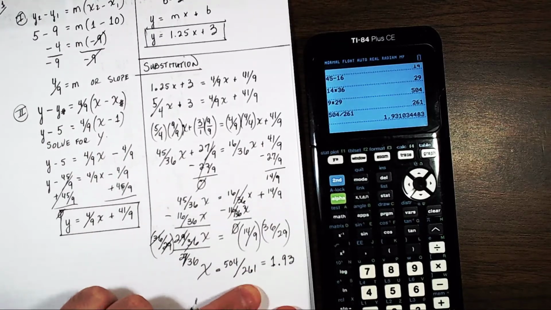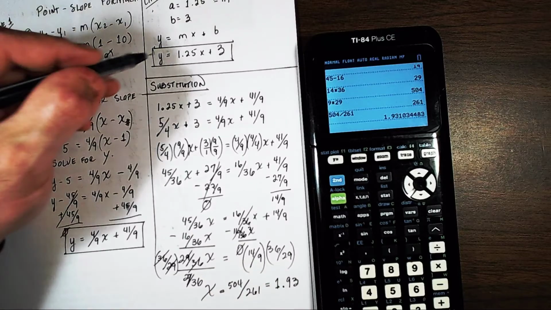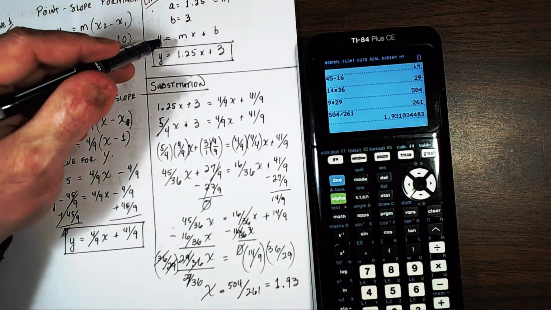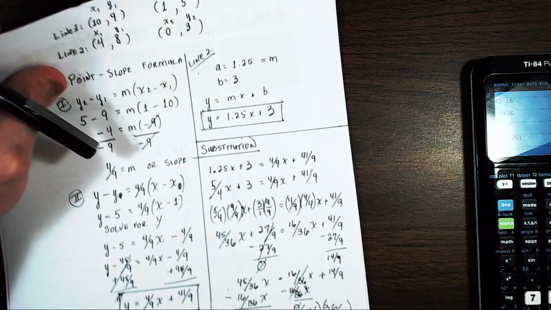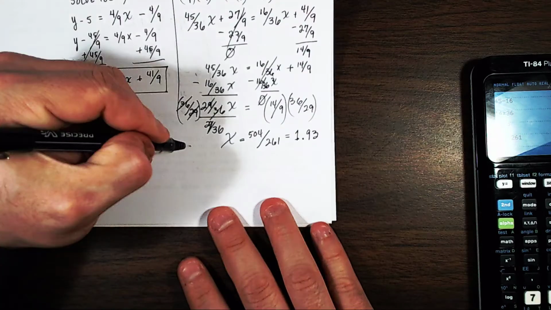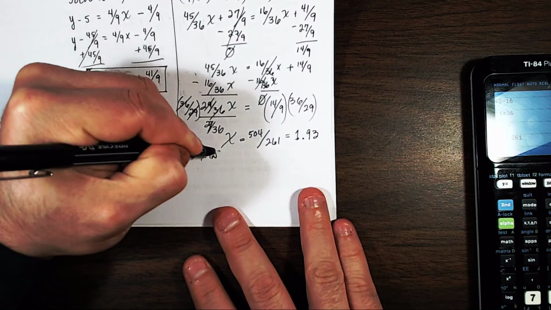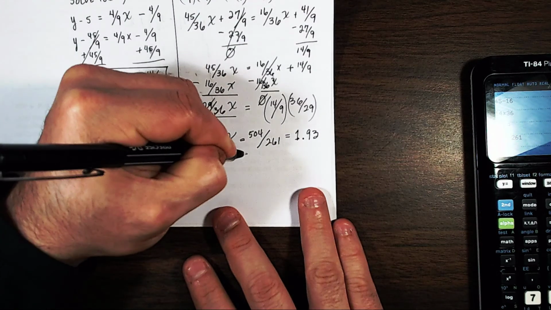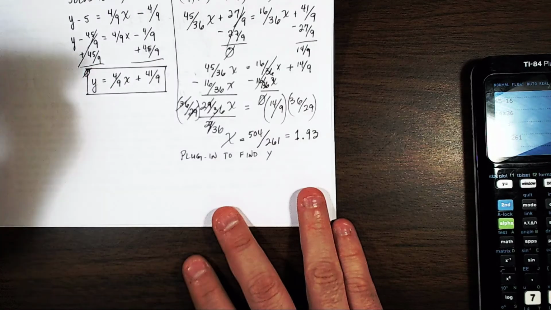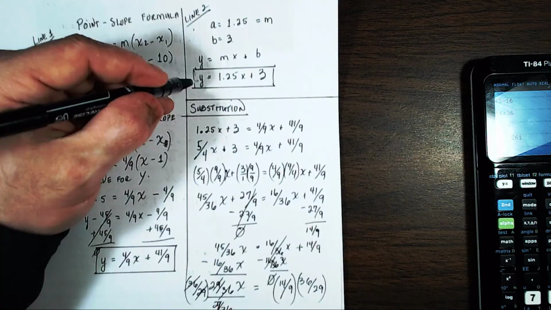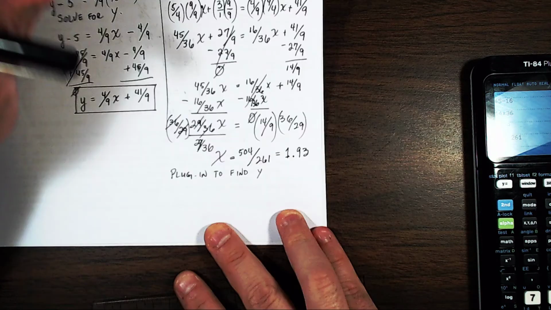So now all we have to do is plug 1.93 back into one of our equations to find the y value. So let's stick with it, folks. I know that it seems like a lot of mechanics, but let's stick with it. Plug in to find y. All right, so let's take our equation up here. This looked pretty simple. 1.25x plus 3. Plug in to find y.